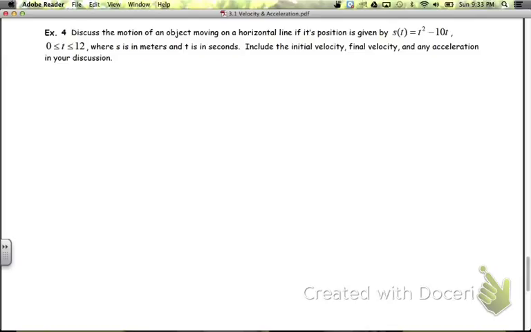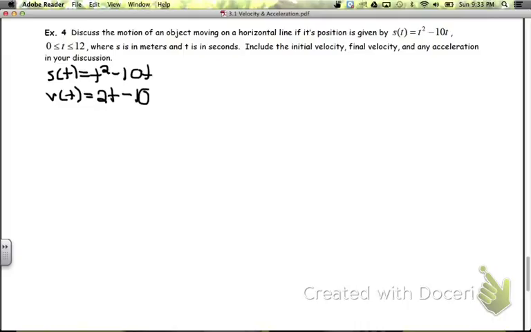So we're given our function s at t equals t squared minus 10t. I know that I want to discuss my initial velocity and my final velocity, so let's find our velocity. Remember, our velocity is just the derivative of our position function. So our velocity is equal to 2t minus 10.